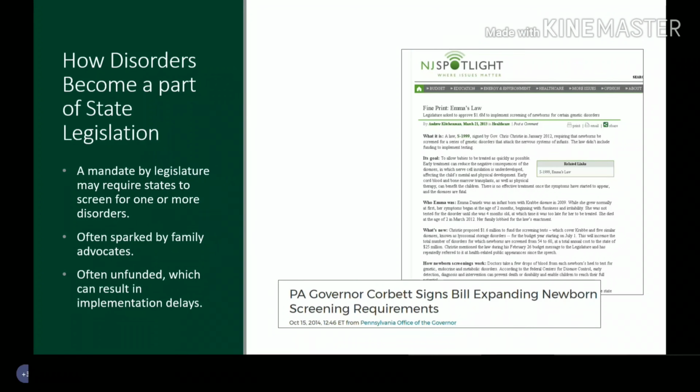So several state programs are screening for additional disorders as a result of state legislative mandates. Matt, if you can click, I think there's some images that come up here. Perfect, thank you. Maybe one or two more.